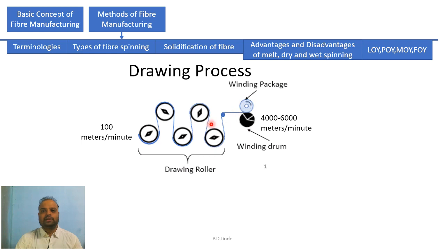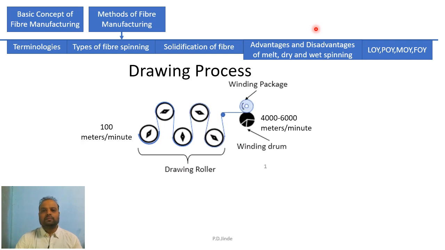Once the filament passes over the last drawing roller, it is guided by the guide roller and ultimately gets wound onto the spool or winding package. These winding packages are kept rotating by surface contact with a winding drum. As the winding drum rotates, the winding package also rotates with the same surface speed. In our example, the winding drum rotates at about 4000 meters per minute. This is the rate of winding.